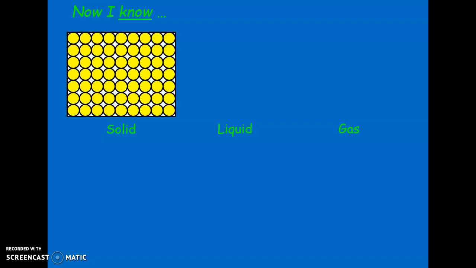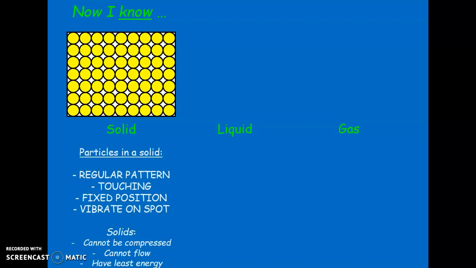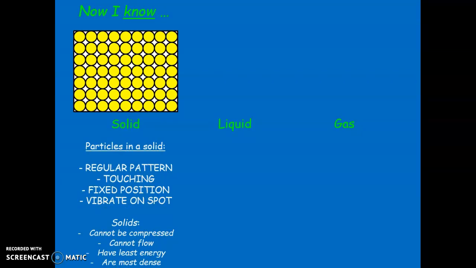So, in a solid, this is how we'd usually represent them. This is the description part. In a solid, particles are in what we call a regular pattern. They're arranged in a regular way. You can see they have nice, neat rows and columns. They're all touching. They're all in a fixed position. Because they're so tightly packed together, there's no space for them to move around. So we say that they vibrate on the spot. That's the only type of movement they can do.